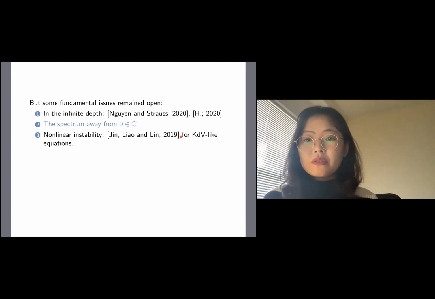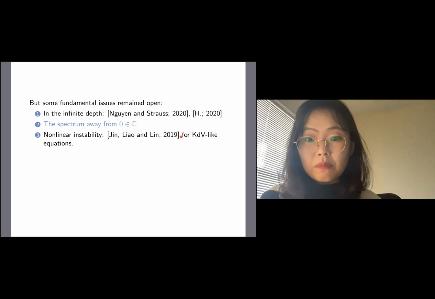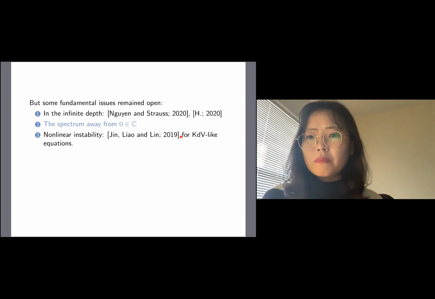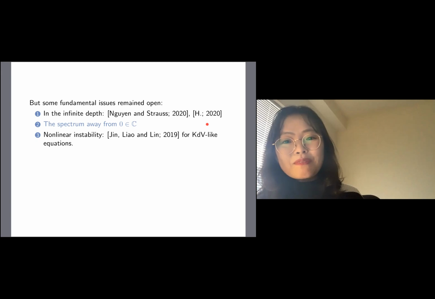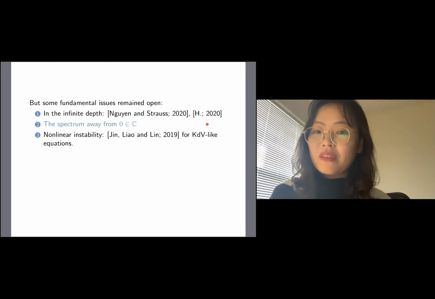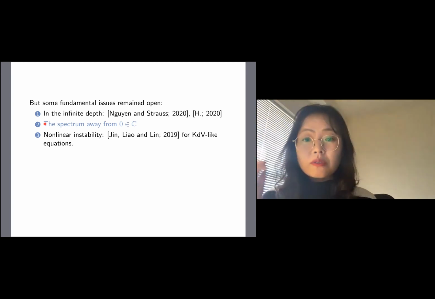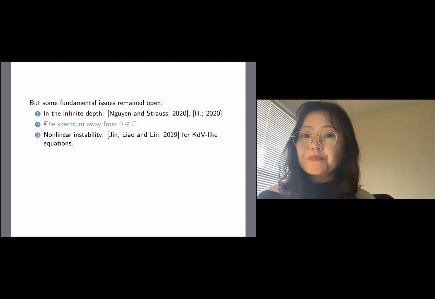Nguyen and Strauss found a way to overcome this non-compactness issue, and they finally proved the Benjamin-Feir instability in infinite depth. And last month, I deposited an arXiv preprint with a different proof of the same theorem. So this item number one is no longer open, although there are still many more things to do.